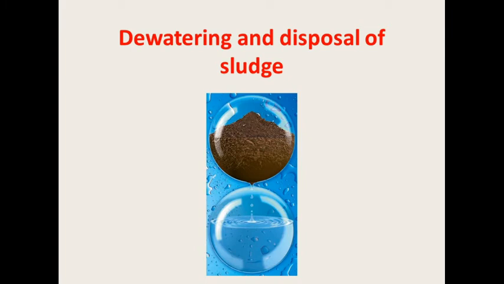The next one is mechanical thickening. Mechanical thickening is usually used for thickening excess sludge in large wastewater treatment plants. The techniques are usually sophisticated and not cost efficient for smaller systems. Mostly these are favorable for large wastewater treatment plants.